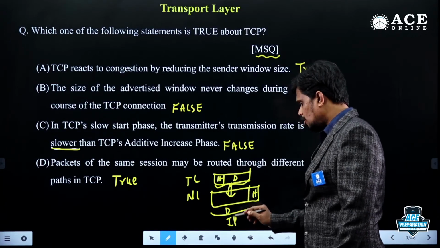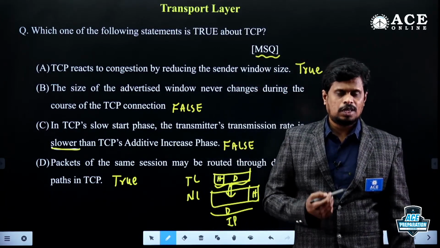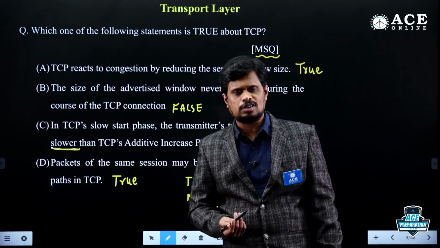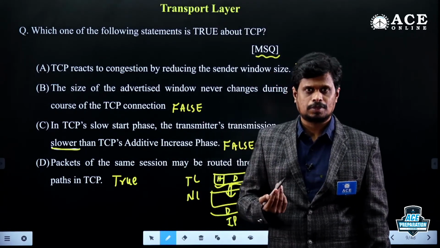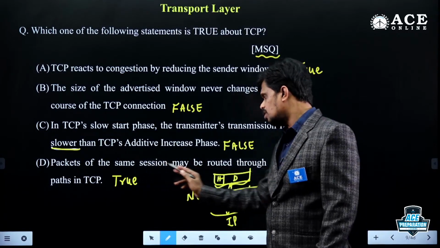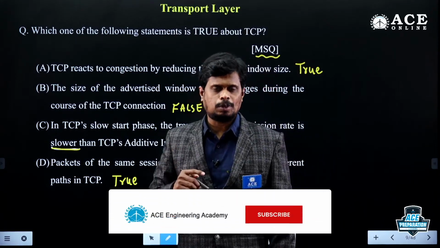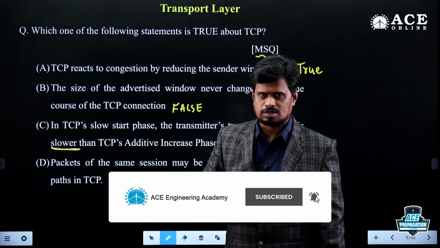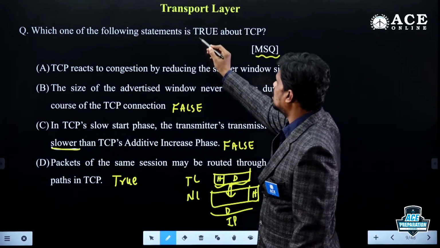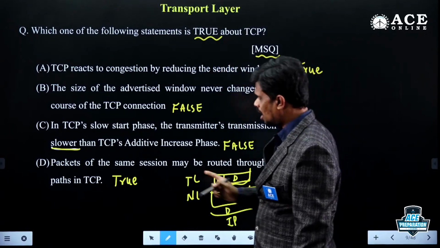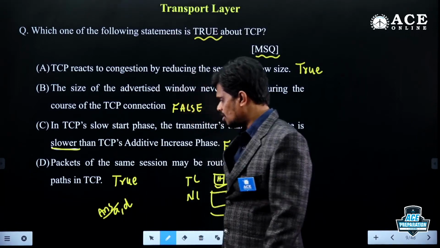You know that this IP is a connectionless protocol. Since IP is connectionless, how can the data be transmitted in connectionless networks? In multiple paths, because for every packet we are appending the header. So the statement that packets of the same session may be routed through different paths in TCP is true, because the TCP packets are encapsulated into IP packets. So overall, as it is an MSQ question and we need to identify the true statements, option A and option D are the answers for this question.